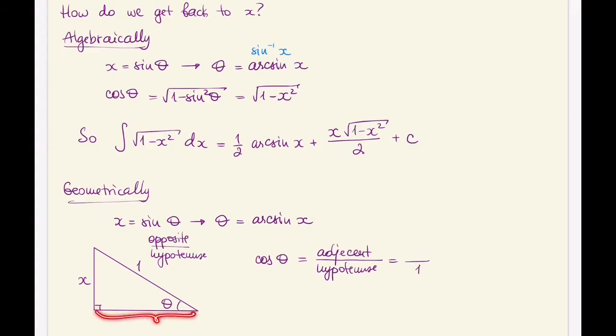Now, how do I figure out the length of this side? Well, it's a right angle triangle, so I can simply use Pythagoras. Recall that the sum of squares of the two sides is equal to the square of the hypotenuse, which means that this side is going to be the square root of hypotenuse squared minus the other side squared: 1 squared minus x squared, or 1 minus x squared. Now here, dividing by 1 isn't really doing anything, so this is simply equal to the square root of 1 minus x squared.